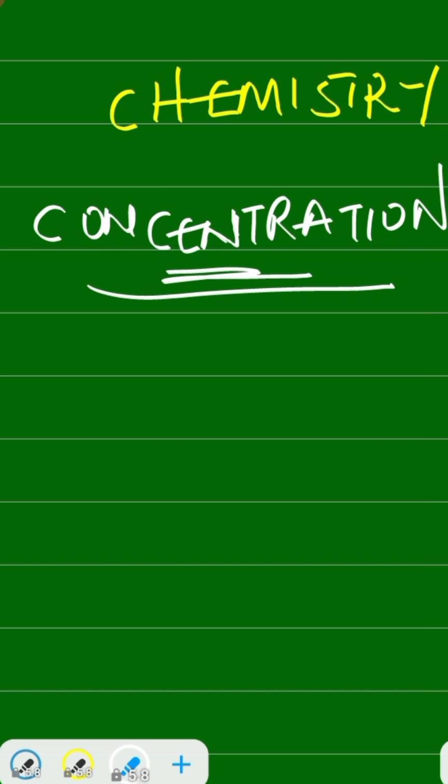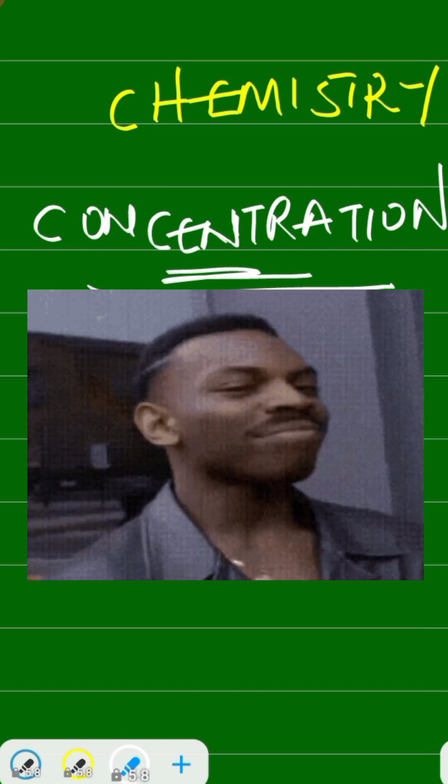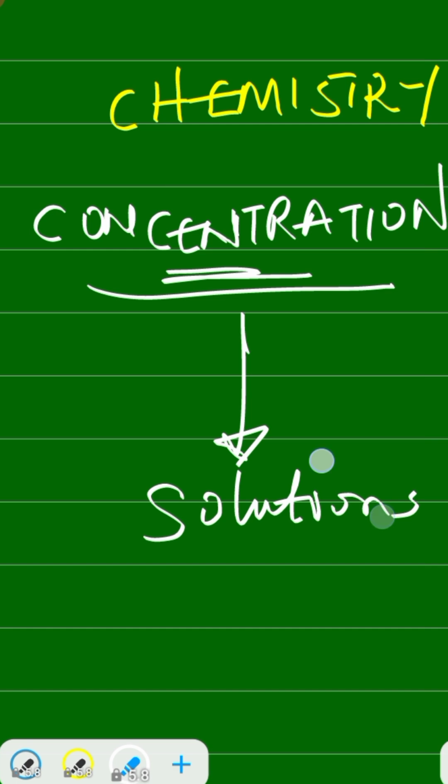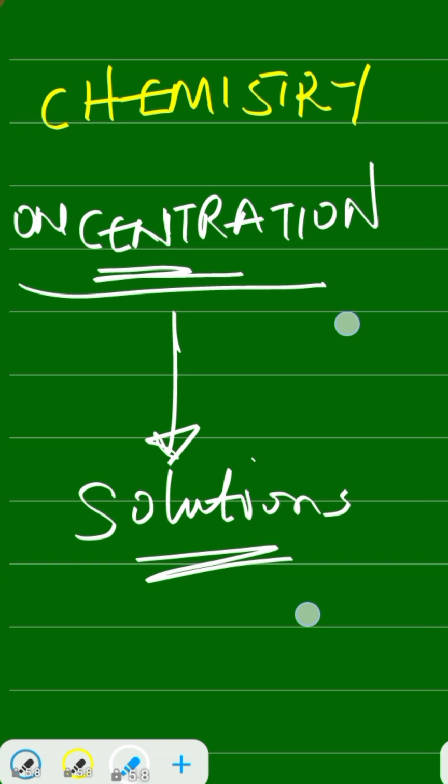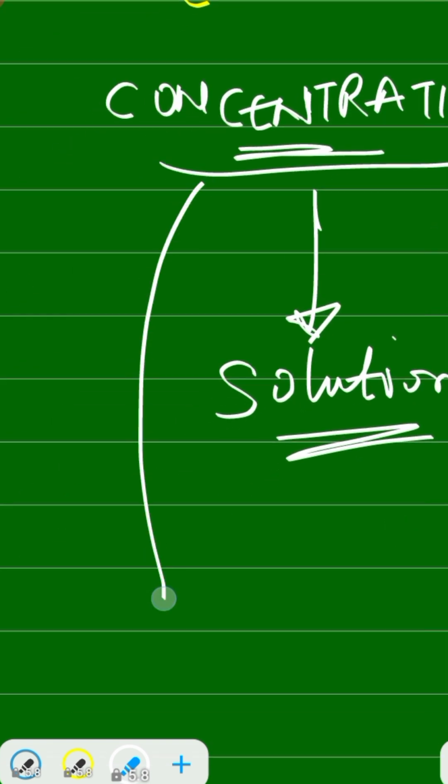You must understand concentration before you can understand solutions. Solutions is a very critical part of chemistry, talking about titrations and so on. Now, to understand concentration, first of all you need to understand that concentration can be defined. Let's look at the definition first.